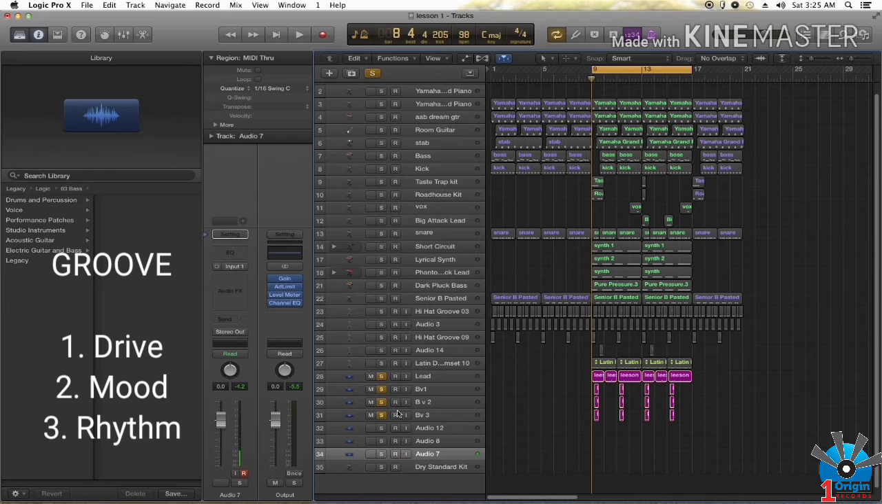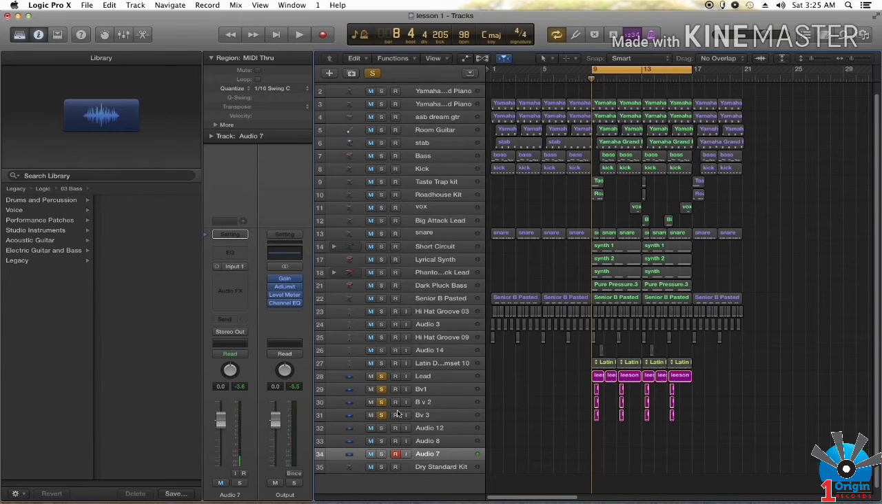Now, these are not standard things that are taught in school, all right? These are secrets that great audio producers and beat makers use when they're creating music art. So you're not going to read this anywhere, but this is probably on my syllabus, okay? So the drive, the mood, and the rhythm, those three things are going to make my groove.